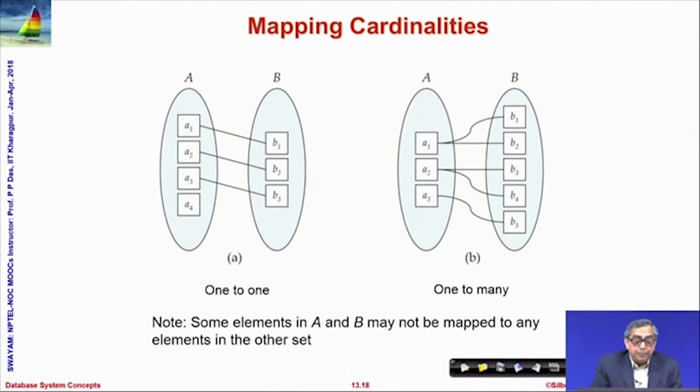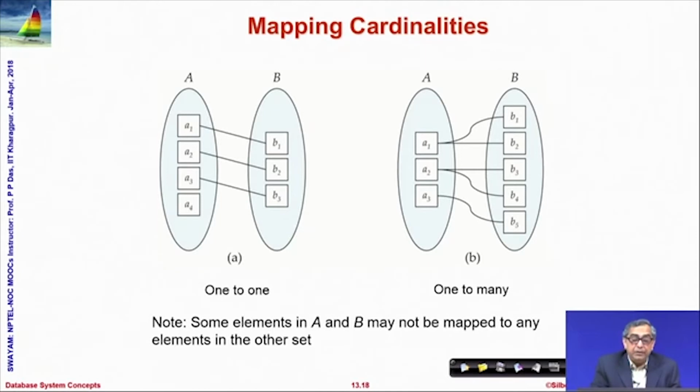So, here are the examples or the schematics. In the first one, diagram A, you see that every entity from the entity set A relates to exactly one entity, or you can say at most one entity, in the entity set B. Similarly, every entity in entity set B relates to exactly one entity, or at most one entity, in entity set A. If this holds, then we say this relationship is 1 to 1.